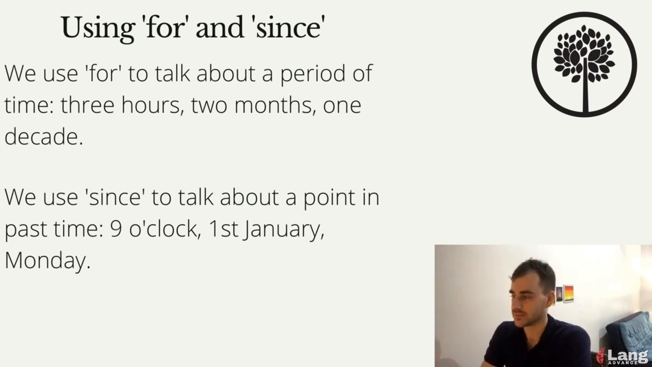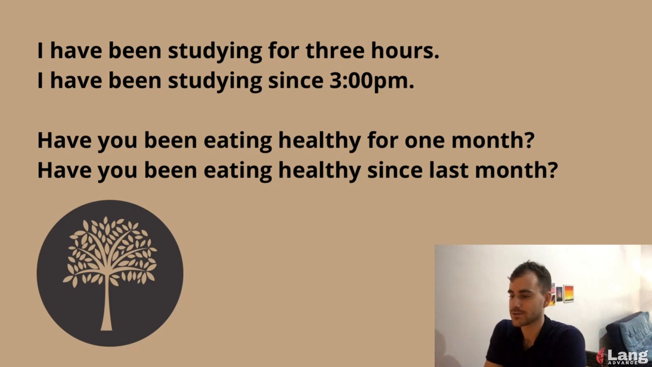Sometimes when we use the present perfect continuous, we use the words for or since. We use for to talk about a period of time: 3 hours, 2 months, 1 decade. We use since to talk about a point in past time: 9 o'clock, January 1st, or Monday. I'll give you an example of a sentence using for and then the same sentence using since. I have been studying for 3 hours. I have been studying since 3 p.m. Have you been eating healthy for 1 month? Have you been eating healthy since last month?